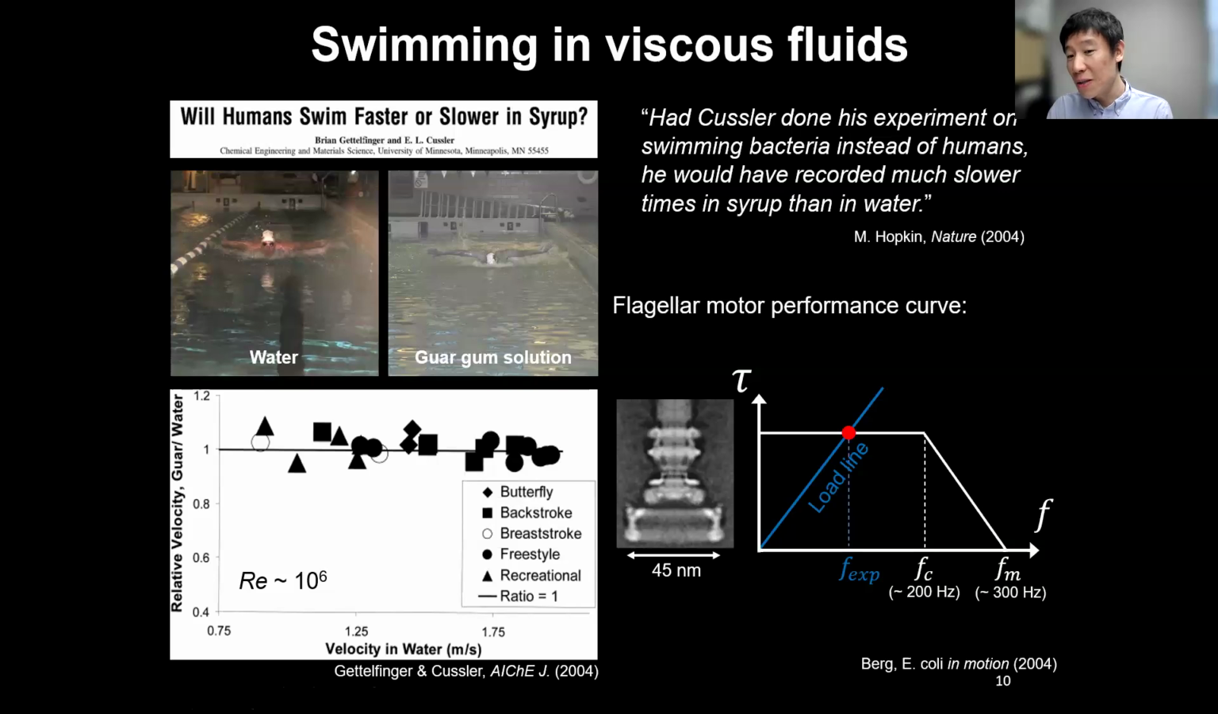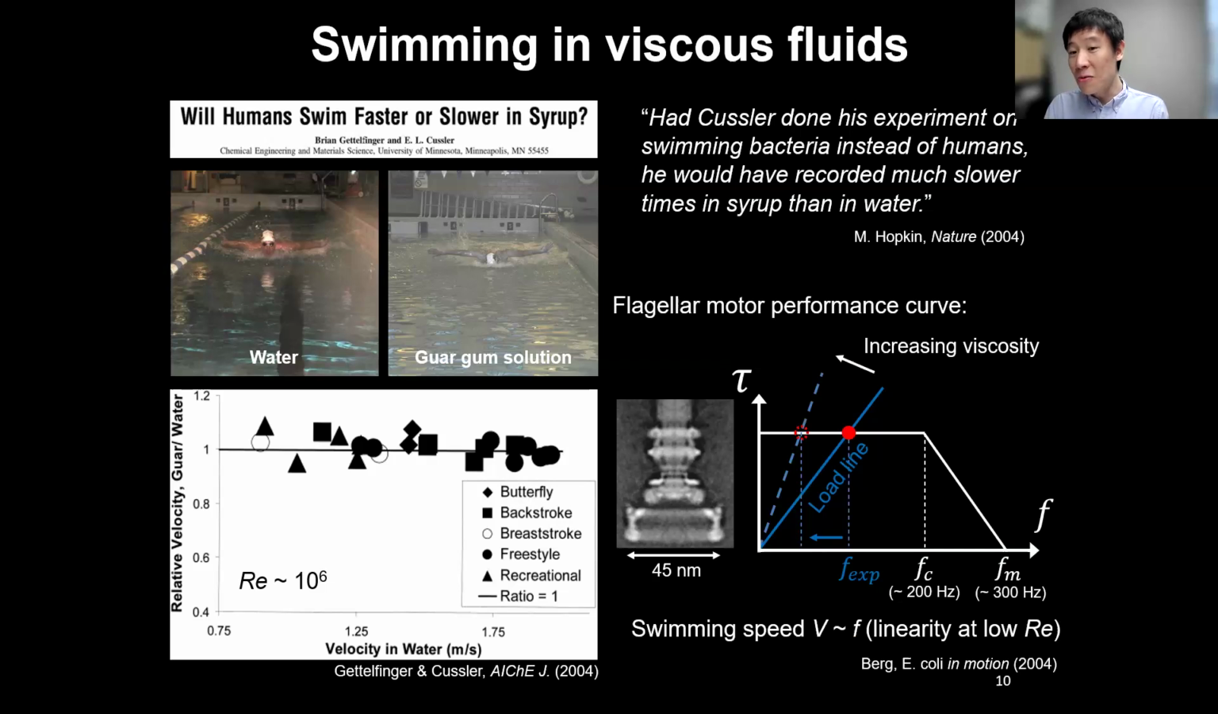Now you're increasing the background viscosity, and because inertia doesn't really matter, increasing the background viscosity increases the slope of the load line. When the slope of the load line increases, the rotation frequency of the motor goes down. And everything is linear at low Reynolds number, Stokes flow. When you have a lower rotation frequency, you have a lower swimming speed. So it makes sense that you expect the bacteria to swim slower. Another analogy you can make is riding a bicycle: you have a constant torque on your pedal, but now you're going uphill and have an extra load, so you have to pedal slower. When you pedal slower, you go forward slower. So that's why you get a slower speed.